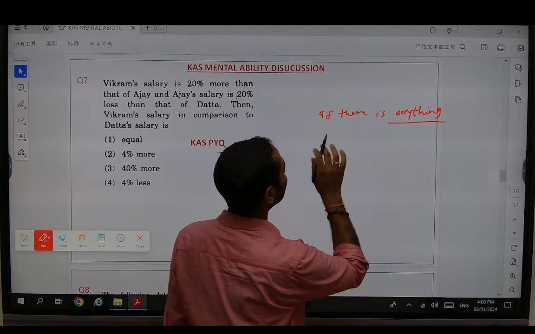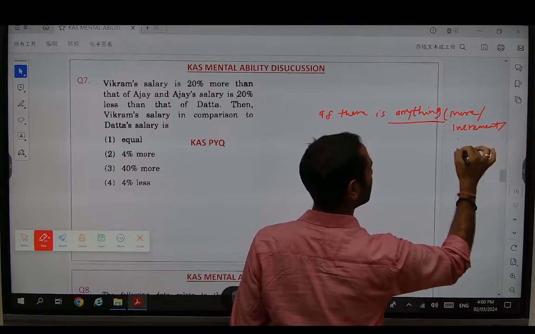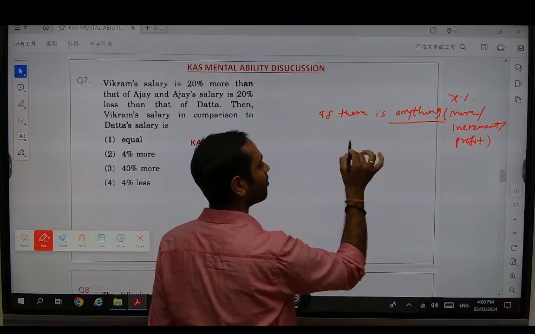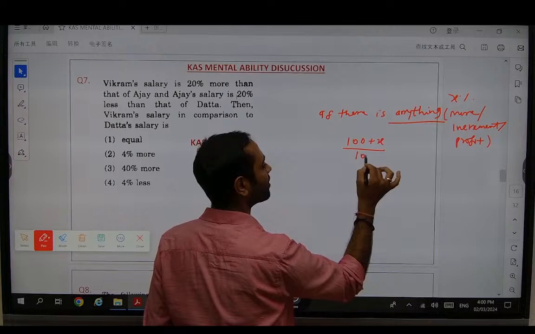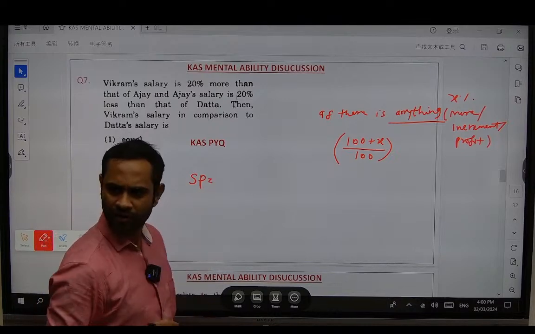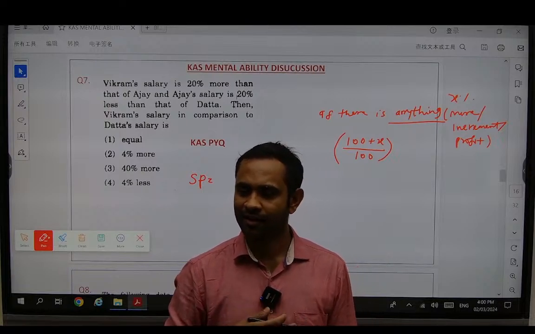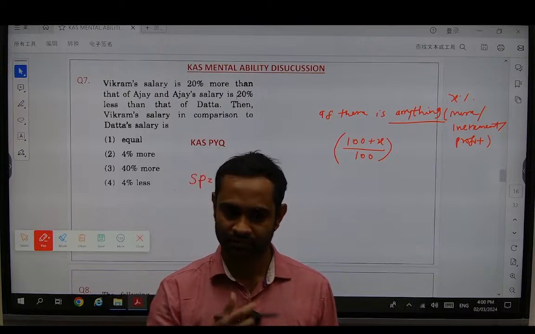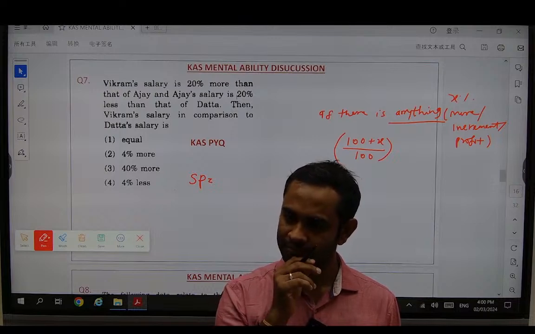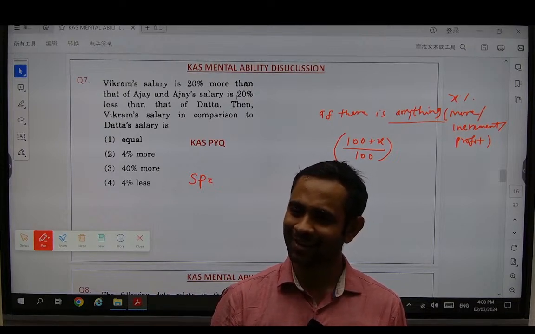So if there is any increment or profit in terms of percentage, if it is X percentage more, then add it to 100 and divide by 100. See, I will tell you the logic behind that. Anyone remembers the formula for selling price? Not in terms of cost price. See, that's what I said now, selling price in terms of cost price.